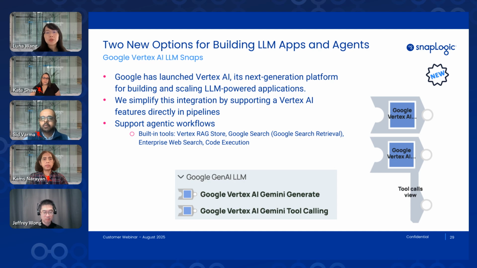And these allow you to use models from the Vertex AI platform, and they include practical building tools from the Google ecosystem, such as Vertex RAG Store, Google Search, Enterprise Web Search, and Code Execution. The snaps are similar to the OpenAI ones. You can use them for generate for LLM applications and tool calling for agents. We also include a new Vertex AI embedder snap that you can choose to use the embedding models.